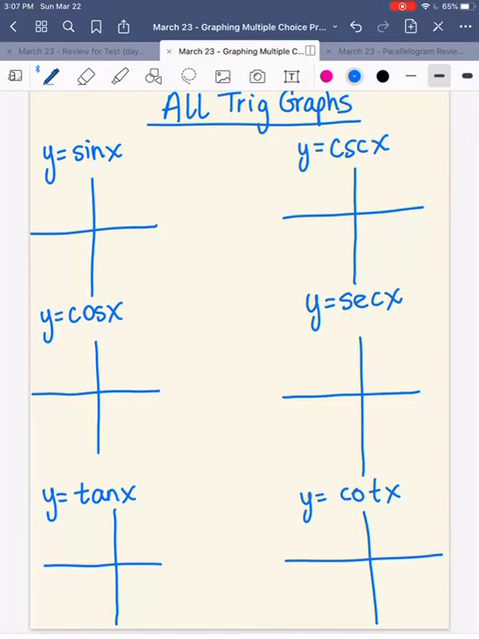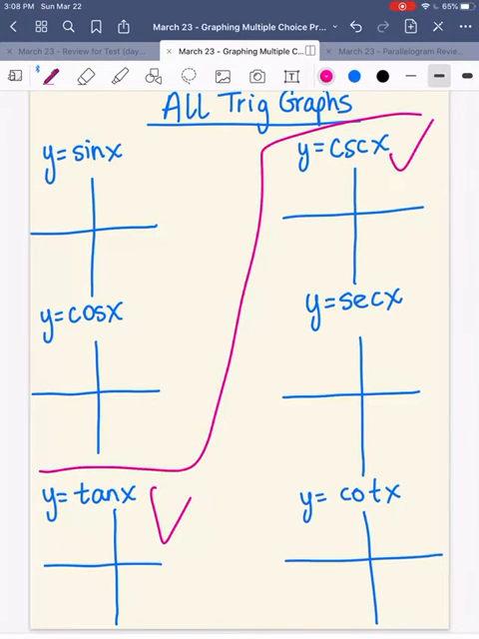And then the quiz is only going to be over the last 4 graphs that we've done. So these 4, right? Oh, let me turn my pen on. These 4 here. So tangent, cosecant, secant, and cotangent. Those 4 will be on the quiz tomorrow.